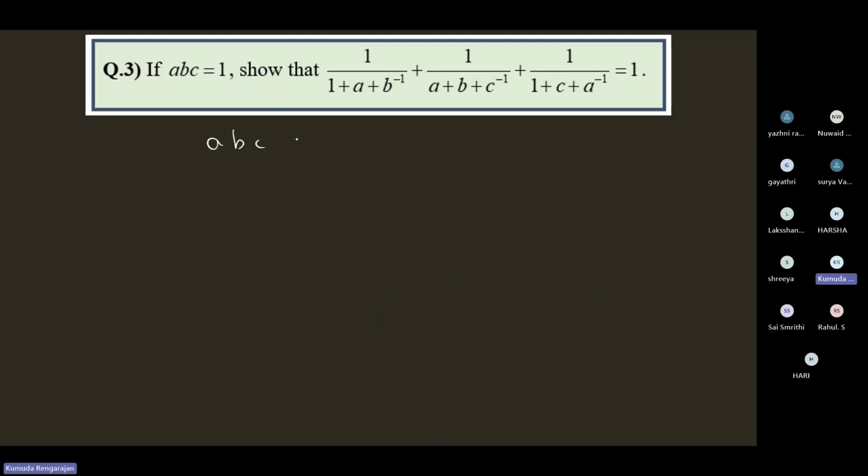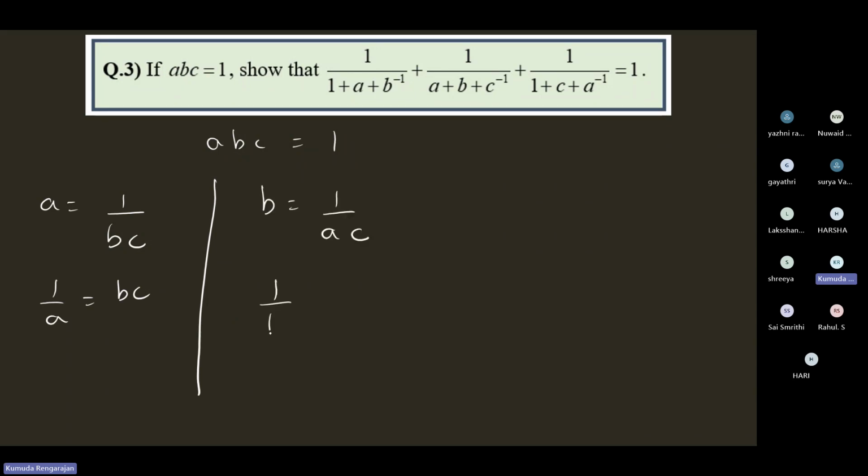So given ABC is equal to 1, we can interpret so many things. So you can say A is equal to 1 by BC, or 1 by A is equal to BC. Or you can say B is equal to 1 by AC. So 1 by B is equal to AC. Or you can say C is equal to 1 by AB.